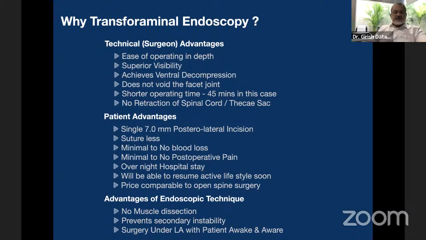Advantages of the technique: there is no muscle dissection, and it prevents secondary instability because no stabilizing structure has been disturbed. This is a surgery under local anesthesia with the patient awake and aware, so old infirm patients not fit for anesthesia can be done. You can also do it by choice in younger patients because the herniation is big and there are advantages to this procedure. So I think I have been able to give you a glimpse of how transforaminal endoscopy is done step by step. But the real thing is going to be when we work on the cadaver. Thanks a lot, Ayush.